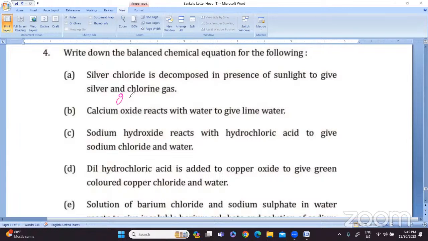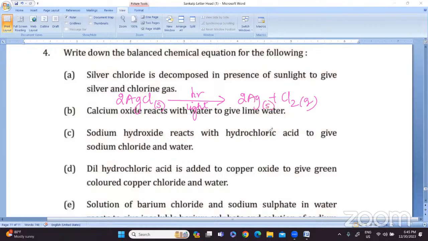So the reaction will go like this. 2 AgCl is decomposed in the presence of light, or you can write sunlight, to give you Ag plus Cl2. So I'll write it like this: 2Ag and Cl2.